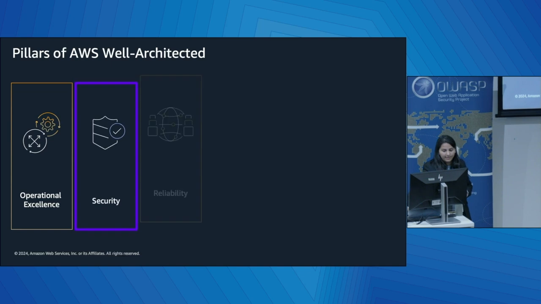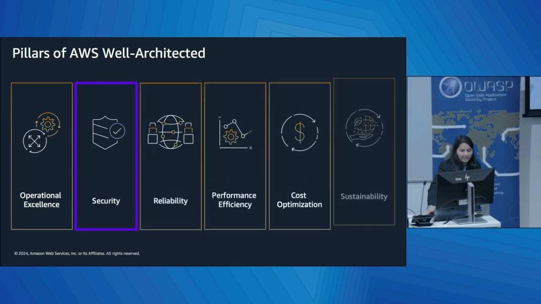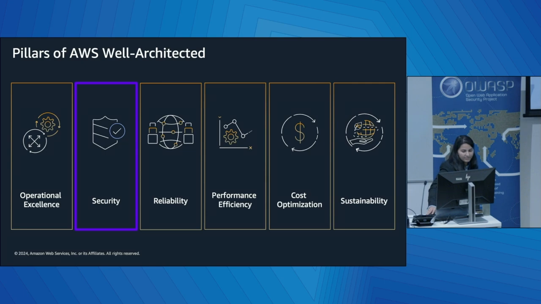So the pillars of well-architected are operational excellence, security, reliability, performance efficiency, cost optimization, and sustainability. Today's talk is going to focus on the security pillar and how you secure your application with the principles of the security pillar and design principles.